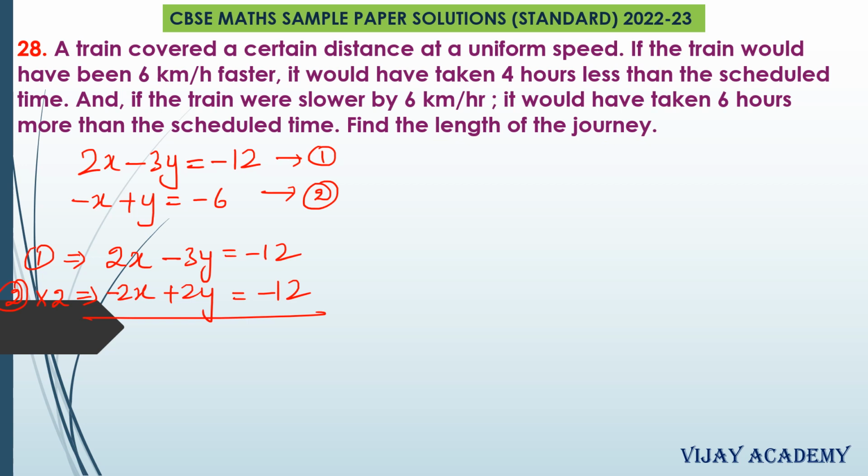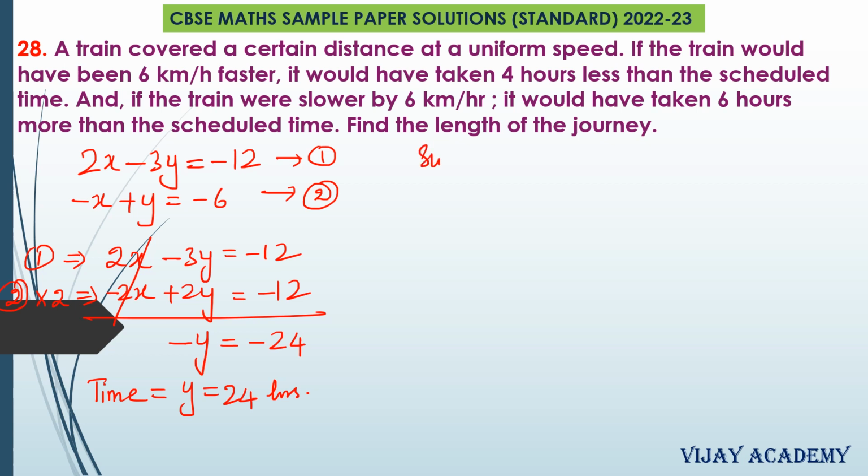Then let me add these equations now. Adding these two equations, 2x minus 2x will become 0, minus 3y plus 2y becomes minus y, and minus 12 and minus 12 becomes minus 24. Therefore minus y equals minus 24 will give you y equals 24. So y equals 24, which is the time. Time is 24 hours.